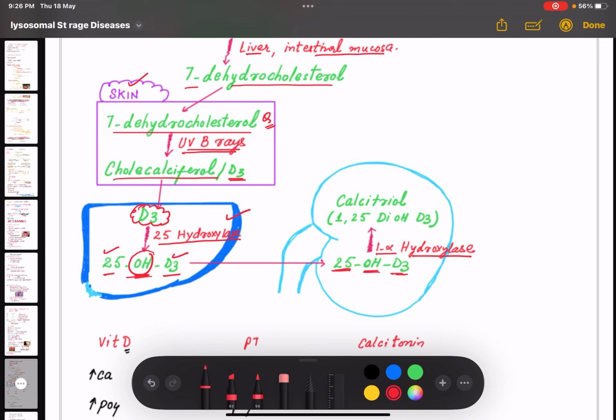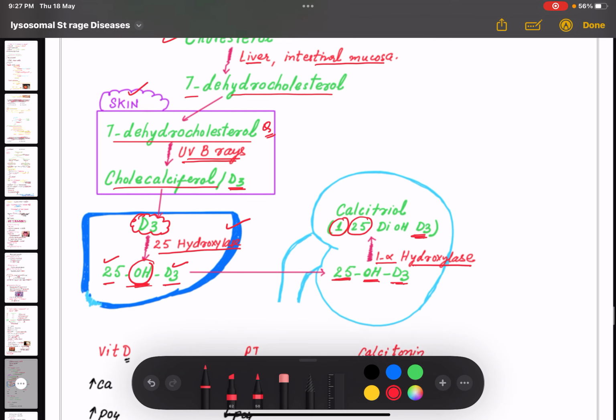See guys, this was vitamin D3, cholecalciferol. Now there are two hydroxylations. One is at the 25th position and the second is at the first position. There are two hydroxylations. Therefore, remember, we have two kidneys and the second hydroxylation occurs in the kidneys. I hope this is clear.